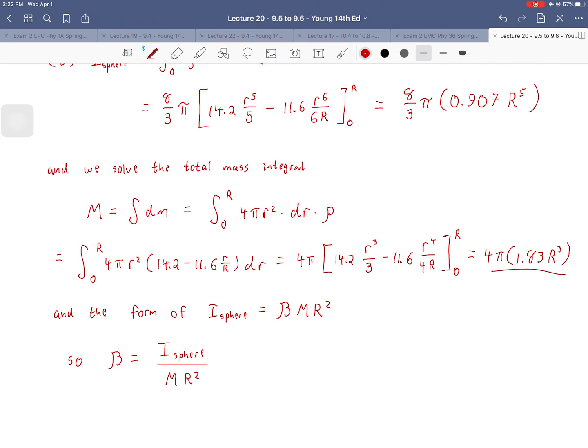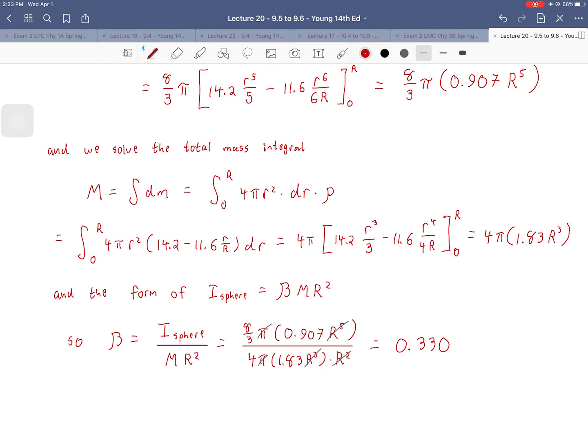Well, we know what m is. We know that m is just equal to 4 pi times 1.83 times r cubed. Once we multiply that expression for m by r squared, we're going to get something with a fifth. So we'd have our 8/3 pi times 0.907 r to the 5th, because that's what we got for our moment of inertia. And then we'll take our expression for total mass from our total mass integral, 1.83 r cubed times r squared, and cancel out everything except just beta, which will just be a number, a coefficient. So we cancel out our pi, we cancel out the r cubed times r squared, and so what do we get? Well, we get a decimal, and it ends up being 0.330 if we're working with 3 sig figs.